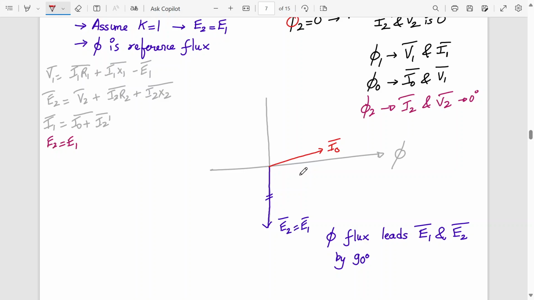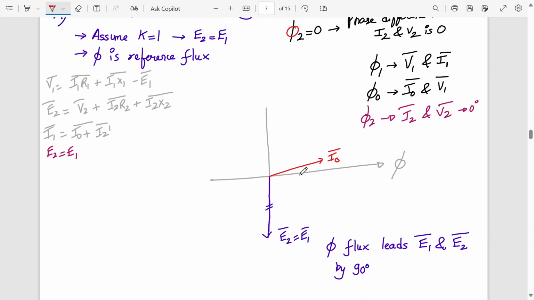Now let us draw. Let's say it's a resistive load. Phi is a reference node. K is equal to 1. E2 is equal to E1, that we have drawn already, so this we have already used. Now I1 is basically I naught bar plus I2 dash bar. We know that I2 dash bar will be somewhere lesser than this only, so let me draw it over here.